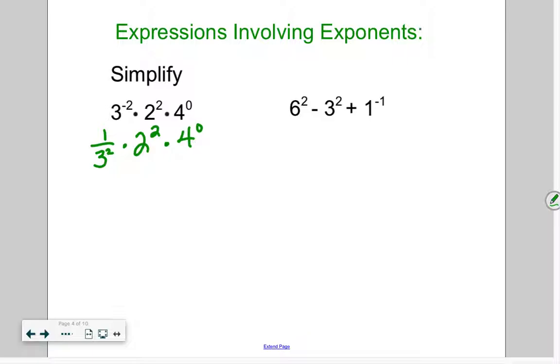Now, let's solve those exponents. In this first one, what is 3 squared? 9. Bring down my multiplication. What's 2 squared? 4. Bring down my multiplication. What's 4 to the 0 power? 1. 4 to the 0 power is 1, and I'll explain in just a moment why anything to the 0 power is 1. So again, I'll wait for you to write that.